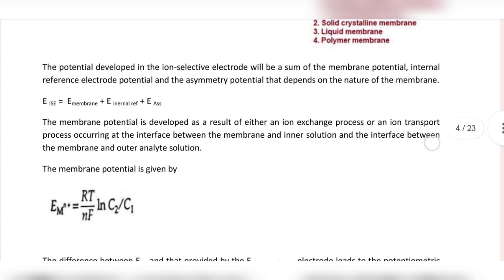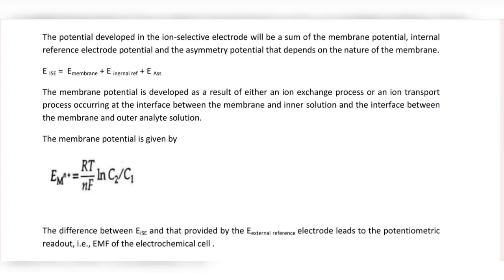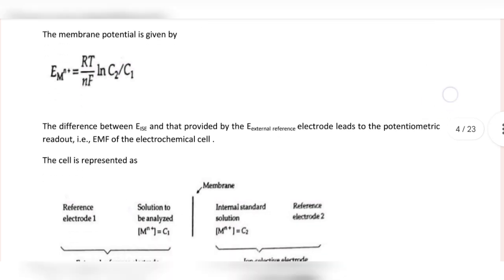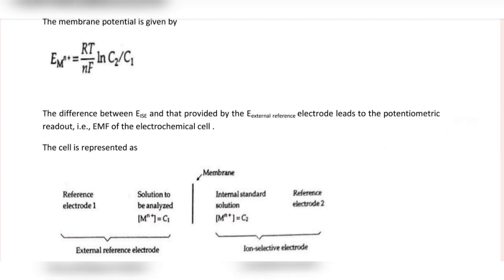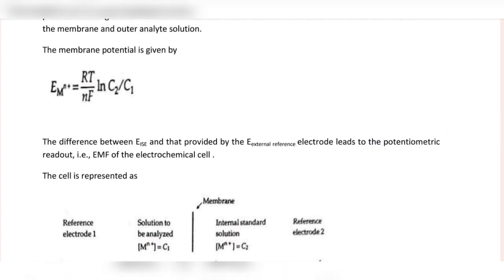The membrane potential is given by the equation E membrane equals RT by nF times ln C2 divided by C1. Here C2 is the concentration of the internal standard solution, and C1 is the concentration of the outer solution to be analyzed. So the membrane potential is very important. The membrane potential is equal to RT divided by nF ln C2 divided by C1, where C2 is the concentration of the internal standard solution, and C1 is the concentration of the solution to be analyzed.